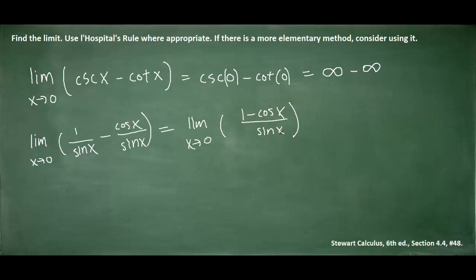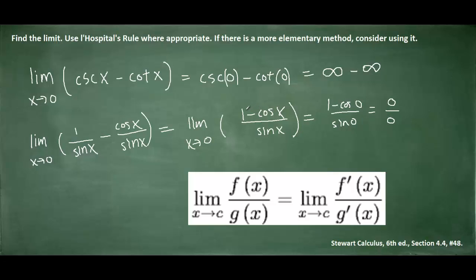Now, if we try plugging 0 in for x in this expression, we're going to obtain an indeterminate form of a different type. We're going to have 1 minus cosine of 0 over sine of 0. The cosine of 0 is 1, and 1 minus 1 is 0, so we're left with 0 over 0. The sine of 0 is also 0. And this is an indeterminate form of a different type, but it's this form that we can apply L'Hopital's rule to. And that's exactly what we're going to do in order to proceed.